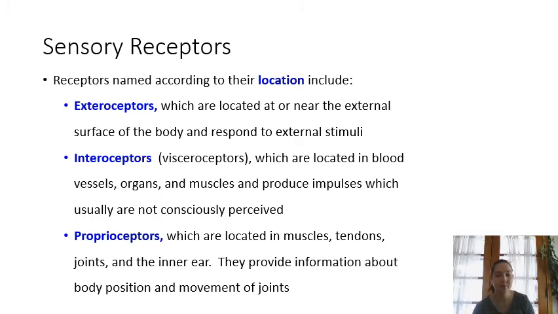And then proprioceptors, which I mentioned earlier, are in your muscles and tendons. They provide information to your brain about where your body is in space. So it's locating where your body is and knowing that, hey, I'm sitting upright and not sitting upside down, for example.